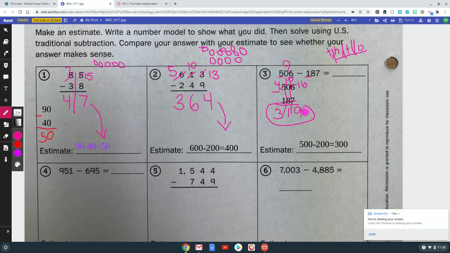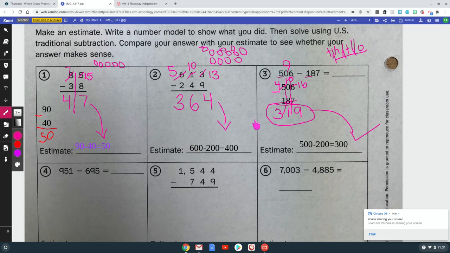9 minus 8 equals, yes, 1. 4 minus 1 equals 3. So is my 319 close to my estimate? Yes, it absolutely is. My answer makes sense.